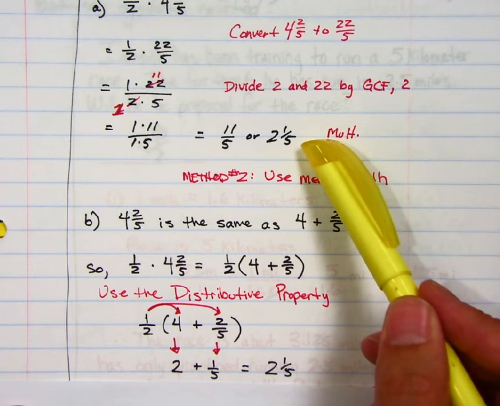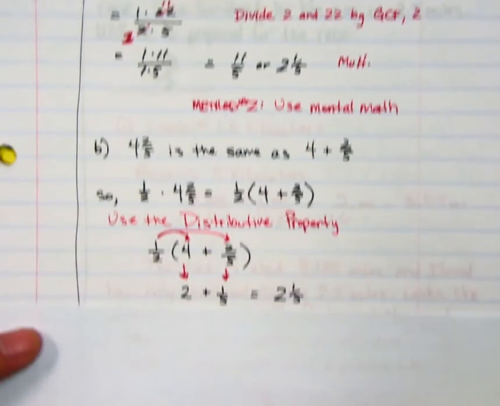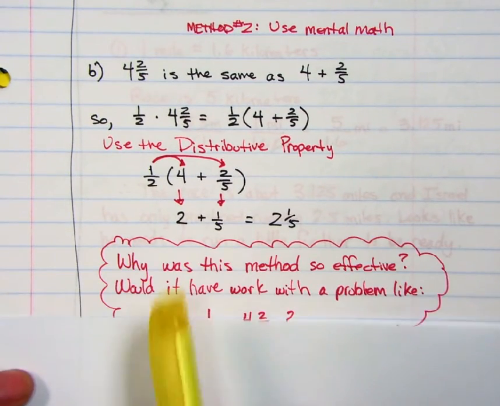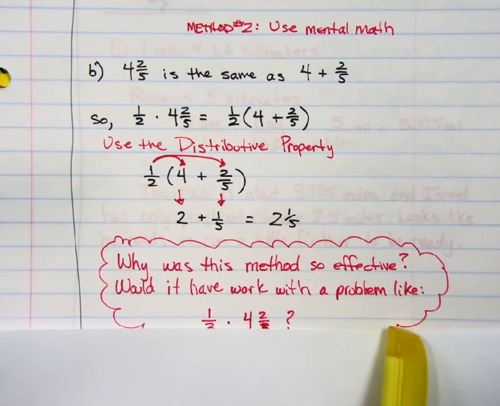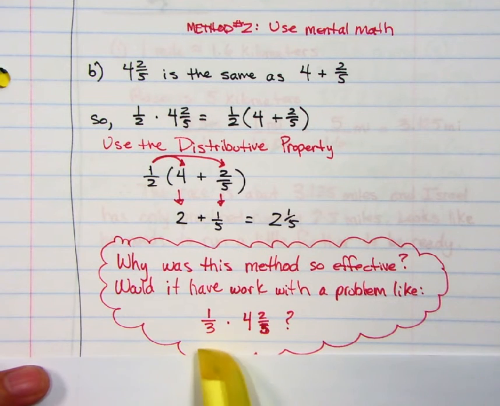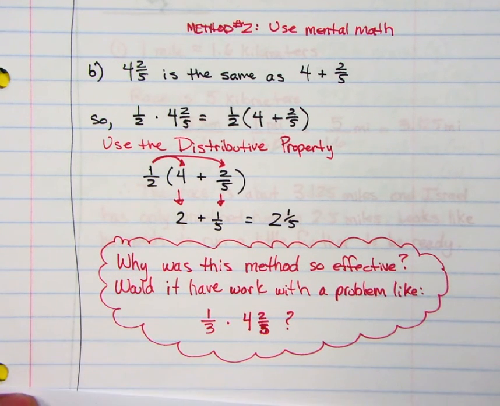Now I ask a question. If I'm taking a look at this process, why was this method so effective in this problem? Would it have worked with a problem like this? Would I have wanted to use it like that? You tell me. Think about that. That's it for notes today.